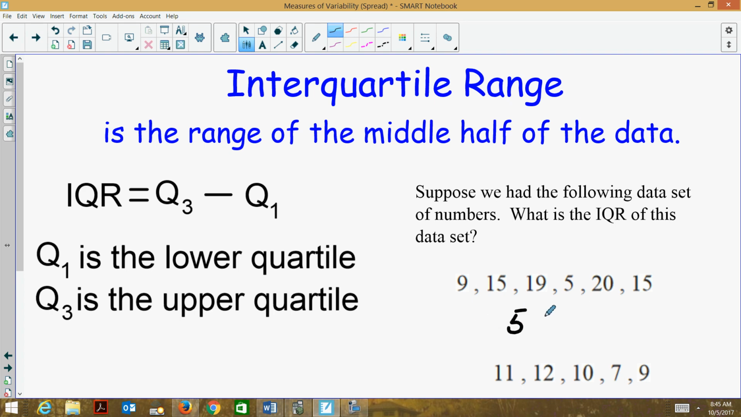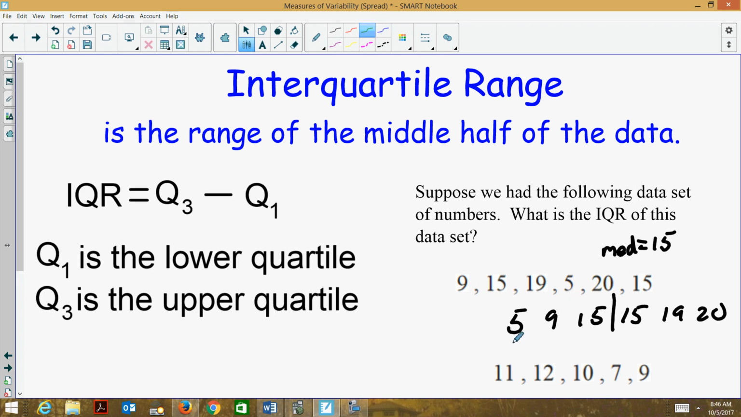First, we need to put our data sets in numerical order, and then we need to find the median. Since I have six numbers here, the median is going to be the average between the third and fourth values. Conveniently here, the third and fourth value is 15, so the median is 15. Now what the median does is it divides our data sets into two parts, a lower half and an upper half. Here we want to find the median of the lower half and the median of the upper half, and this gives us our interquartile range.